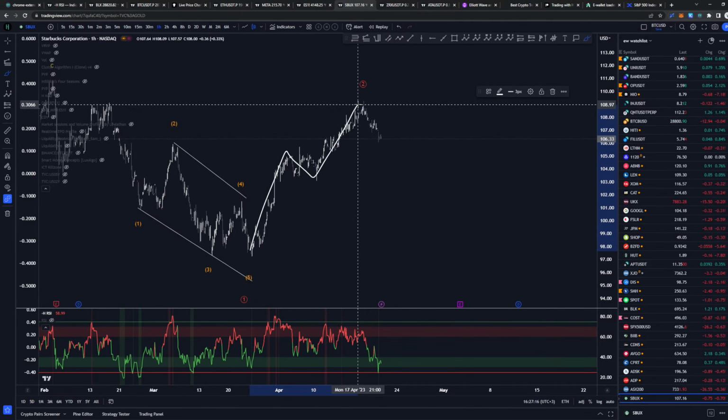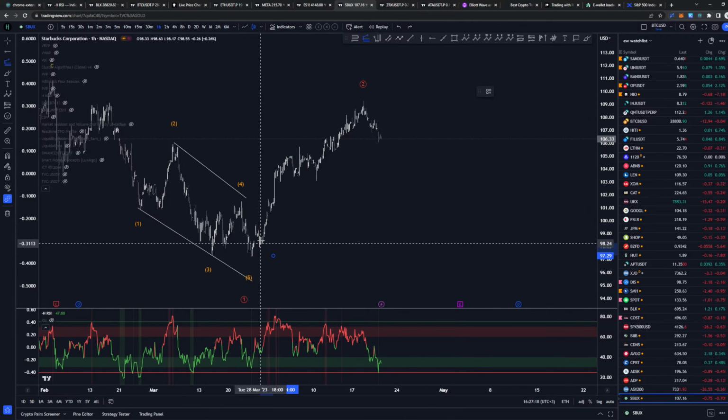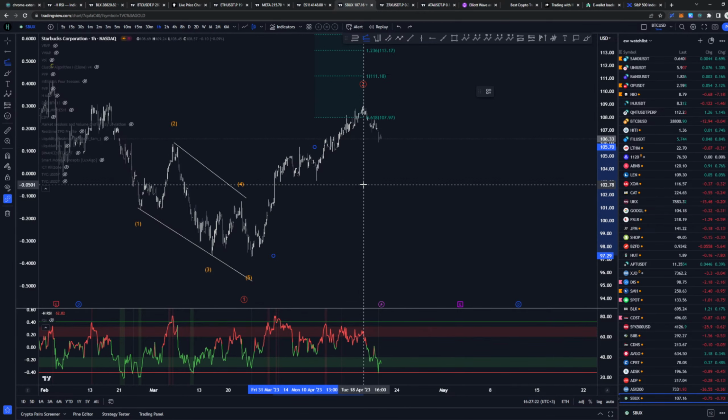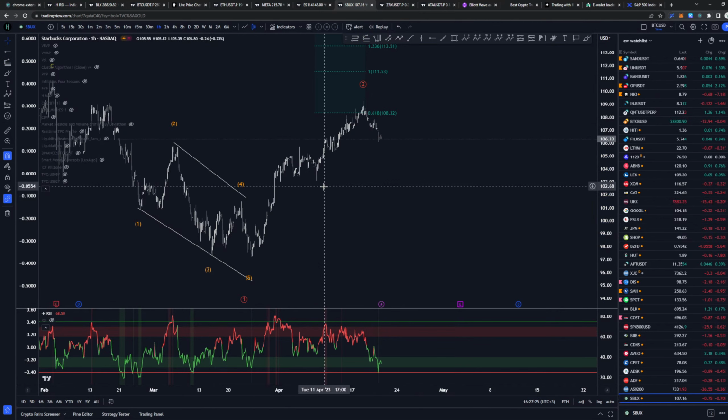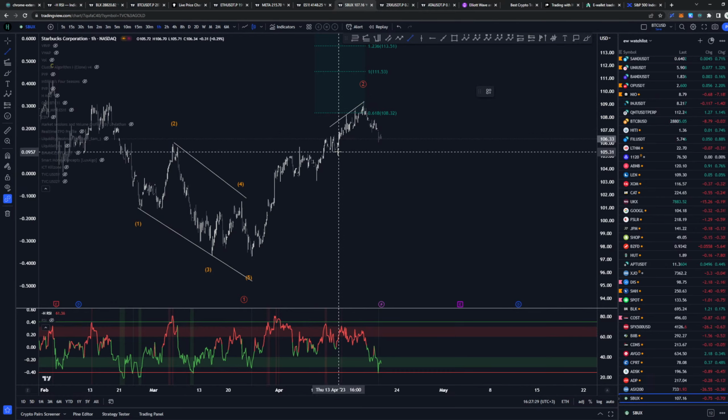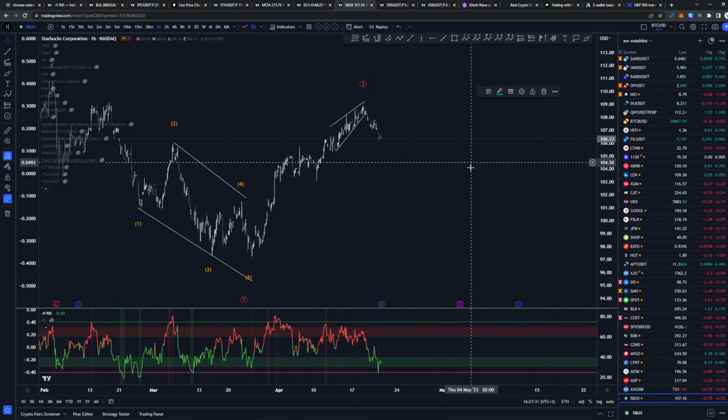It kind of looks like it could be finished. 1, 2, 3, 4, 5. 3-way pullback. It's not even close to the 1-to-1 though. This probably has to be some kind of diagonal in here if you want to be labeling it in an impulsive manner.